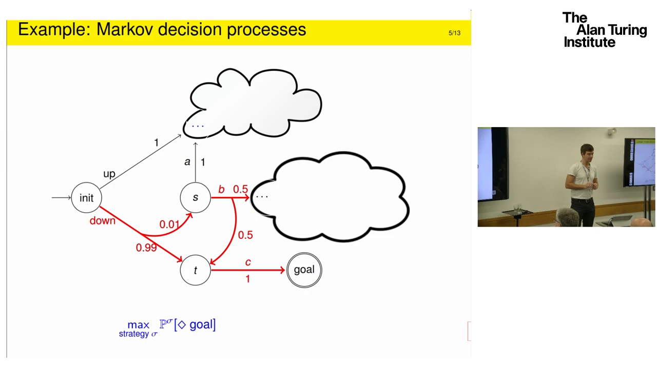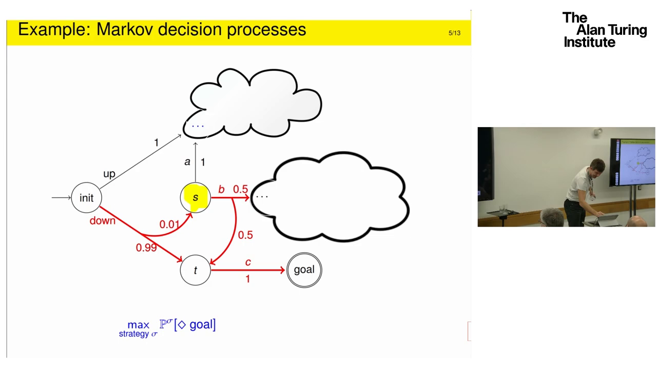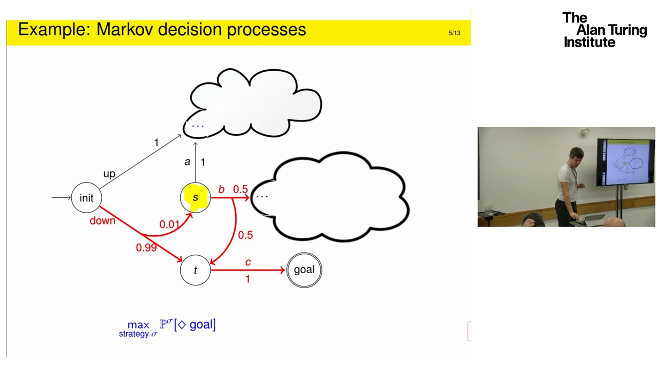Similarly, if indeed your required precision is just 1%, then you may as well forget about B, because the probability that you actually end up in S is at most 1%, so no matter what you do there, it's not going to affect the result by more than 1%. So in the end, the whole strategy, what to do, boils down to saying pick down.